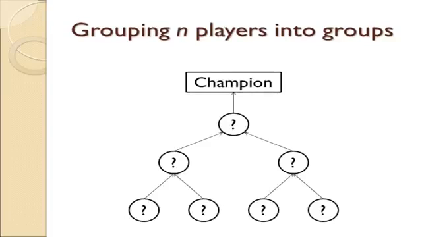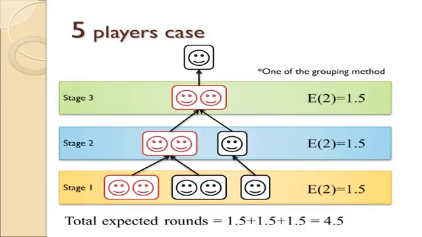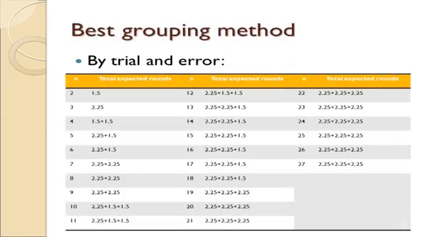We all know the rounds needed increase rapidly when the number of players increases. So we would like to divide them into groups to shorten the total time taken. For example, if there are 5 players, one of the grouping is shown like this. As we assume all groups in the same stage play concurrently, only the largest En in each stage will be added. In this example, it takes totally 4.5 rounds. By trial and error, we found the least total expected round Tn from n equals 3 to 27.